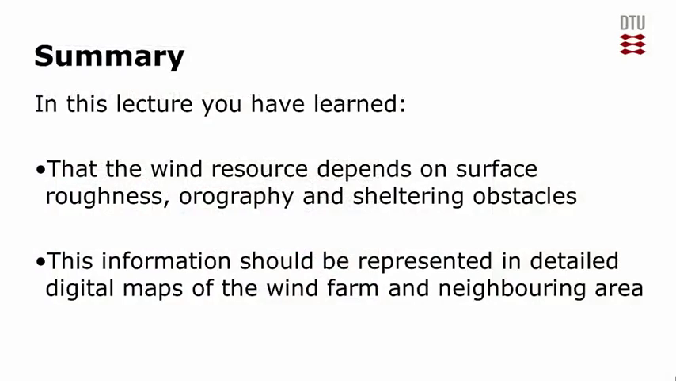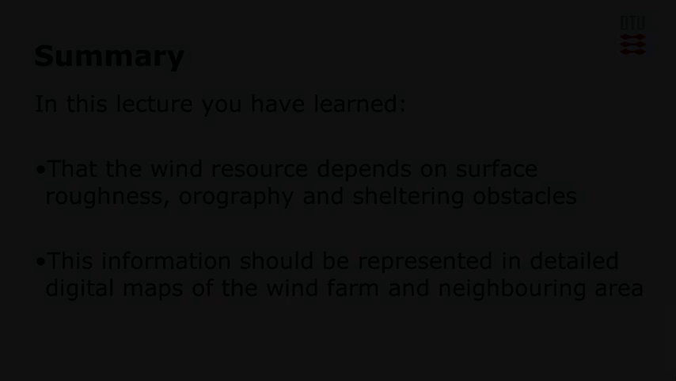So what did we learn here? We learned that the wind resource depends on the surface roughness, it depends on the orography, and it depends on the sheltering by obstacles as a first approximation. And in the program we use, the WAsP, all this information is represented in digital maps of the wind farm and the neighboring area. The maps have to be quite big, so it's quite a large job to produce them, but it's a very important job to produce these maps.